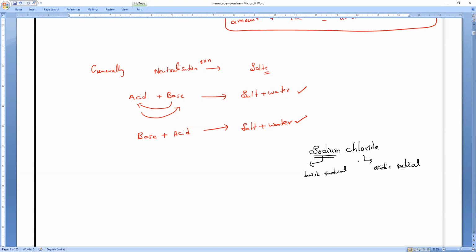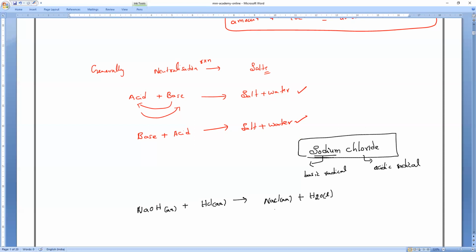Now, let us see the production of sodium chloride. We all know the well-known equation. What is the production of sodium chloride, everybody? NaOH, sodium hydroxide, reacts with HCl, hydrochloric acid, and forms NaCl, which is also in aqueous state, plus we are going to get what? Water. Am I right, everybody? So sodium chloride.